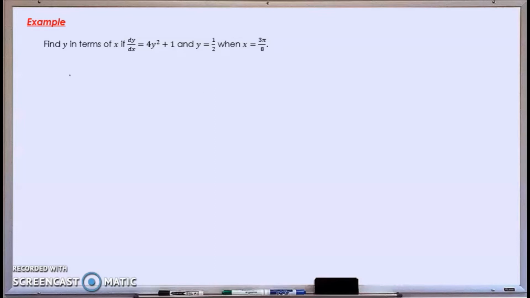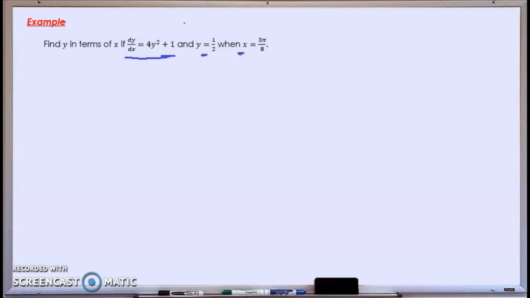Here we're asked to find y in terms of x, given that the derivative is 4y squared plus 1. So this means we're going to have to use the chain rule to be able to anti-differentiate this expression. We also have a point here, which means we'll be able to get a unique solution.